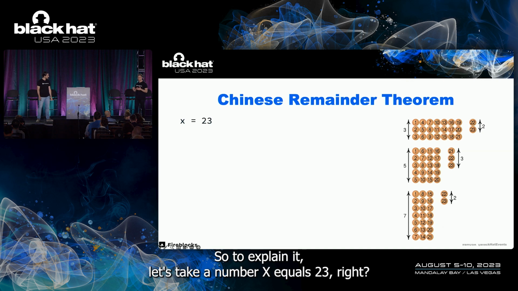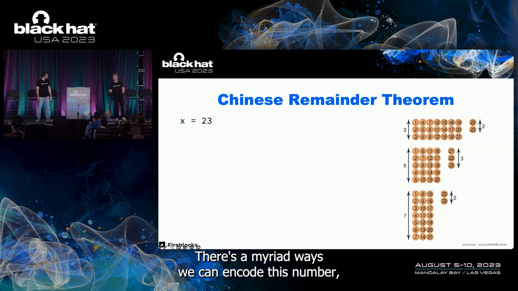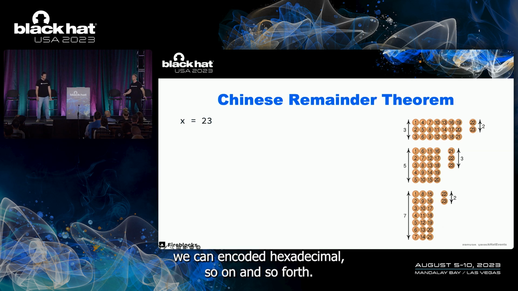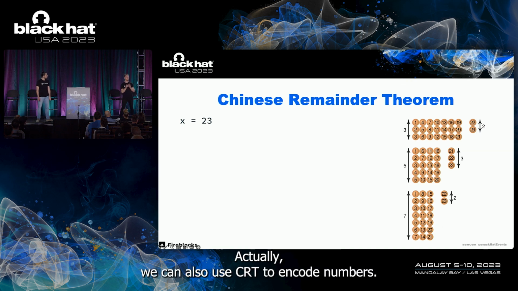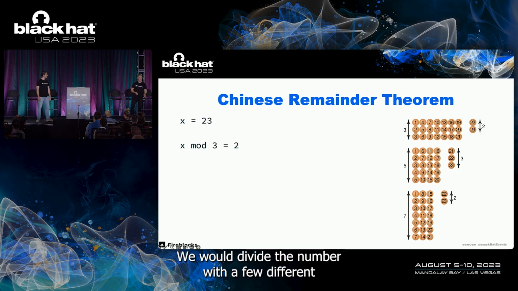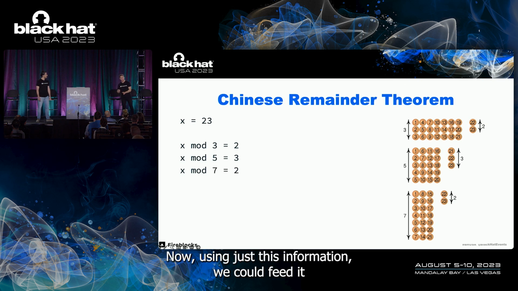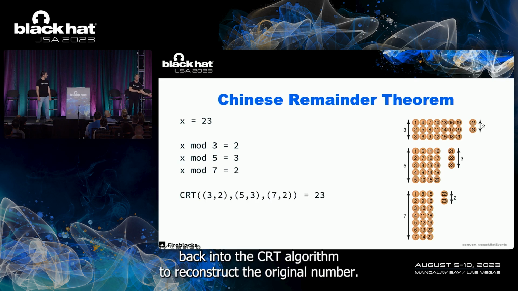So to explain it, let's take a number, x equals 23, right? There's a myriad ways we can encode this number. Like we can all see on the screen, the number encoded decimally, we can encode it hexadecimally, and so forth. Actually, we can also use CRT to encode numbers. How would that look like? We would divide the number by a few different small prime numbers and save the remainders of these divisions. Now, using just this information, we could feed it back into the CRT algorithm to reconstruct the original number.